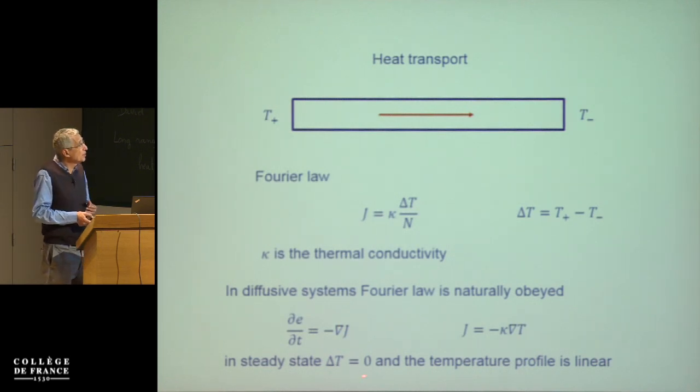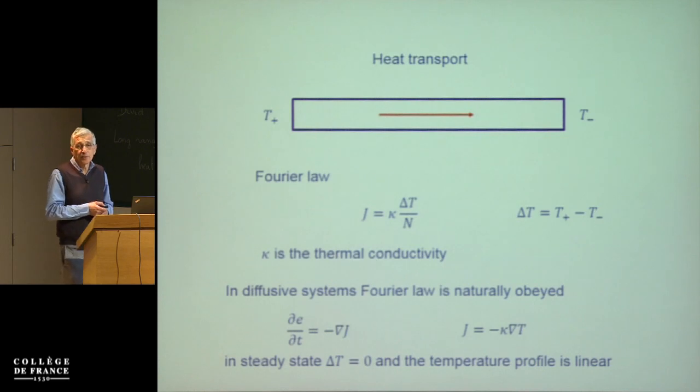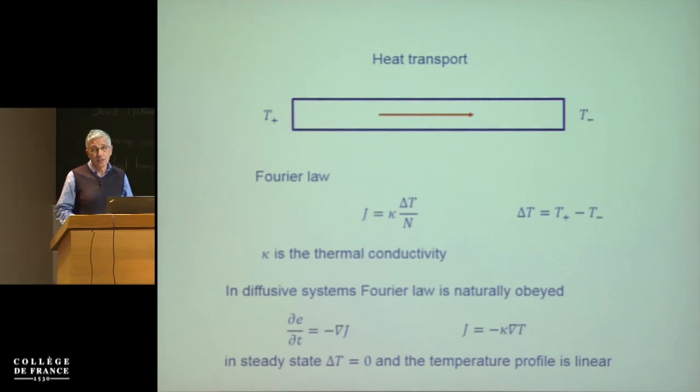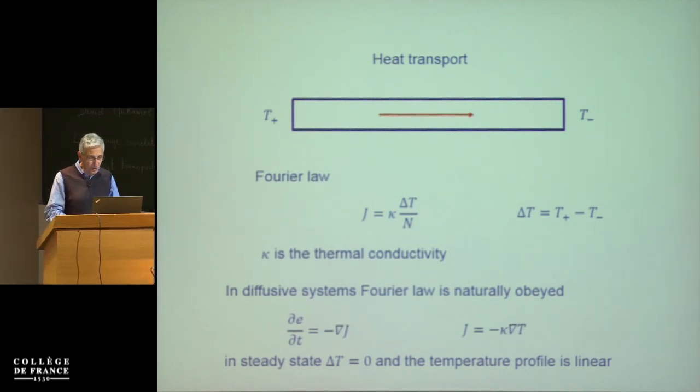And as a result, you get a linear profile of temperature and a current which goes like delta T over N. That's the usual picture that one gets.